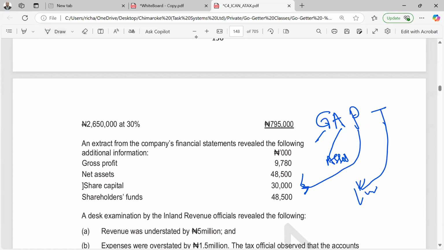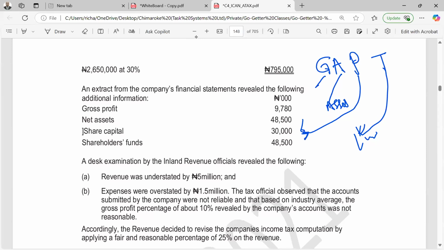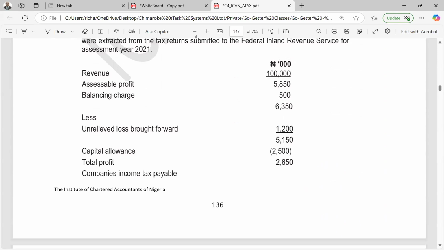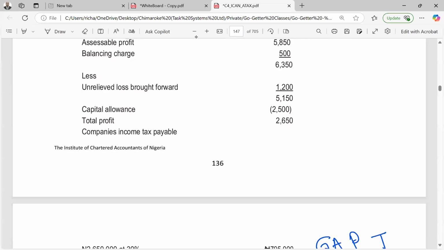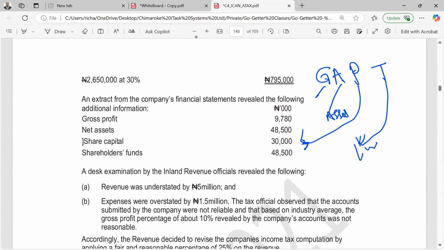Previously, they usually calculate your minimum tax based on this GAPT. But now look at what they said here. A debt examination by the Inland Revenue revealed that revenue was understated by 5 million. So it means that this revenue, that is 100 million, is not the complete revenue. They didn't have 5 million added to it. So you add it, it's supposed to be 105. Now they also said that expenses were overstated by 1.5.